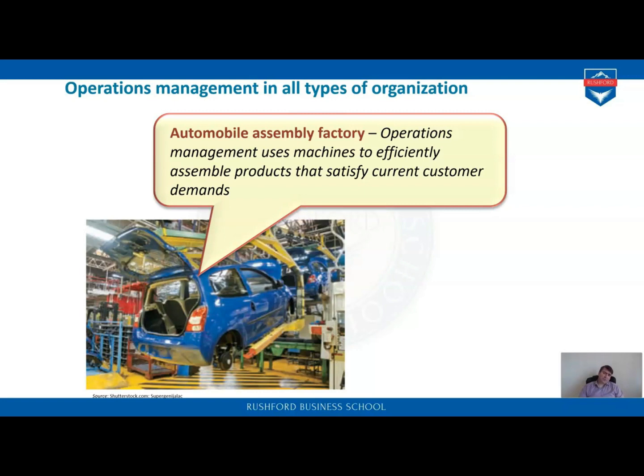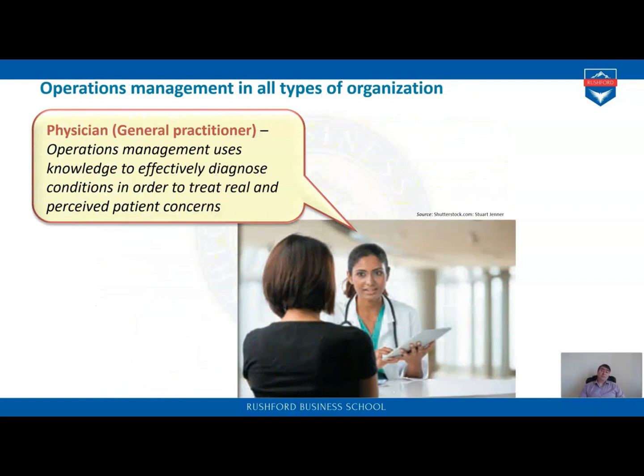Operations management applies to all types of organizations. As you can see, in an automobile assembly factory, operations management uses machines to efficiently assemble products that satisfy current customer demand. And operations management in a general practitioner, GPs and physicians, uses knowledge to effectively diagnose conditions in order to treat real and perceived patient concerns. So it depends on your operations. If it's physical, tangible goods, we call it manufacturing and production operations management. But if it's more service-based, intangible services and products, you can call it service operations. You need to understand what type of operations you've got: tangible or intangible goods and services.